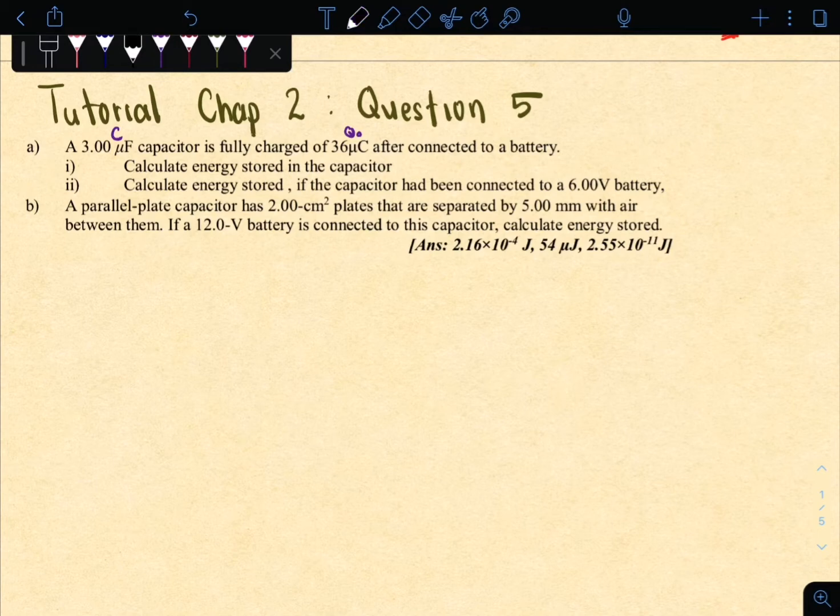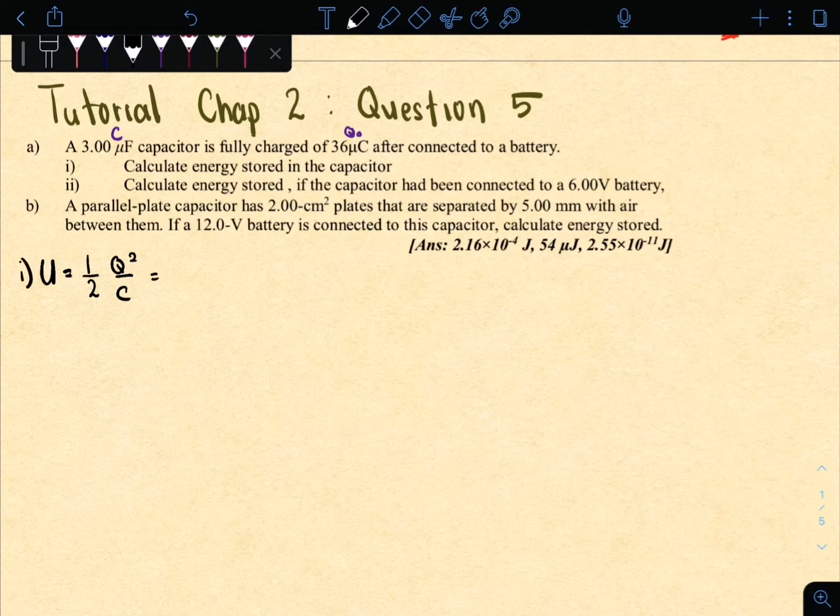As we know, the equation for energy, kita ada 3 equation. Since given to us the value of C and Q, I'm going to use the equation related to C and Q sahaja, which is half Q square over C. So, apa yang tinggal dekat sini adalah hanya masukkan nilai sahaja.